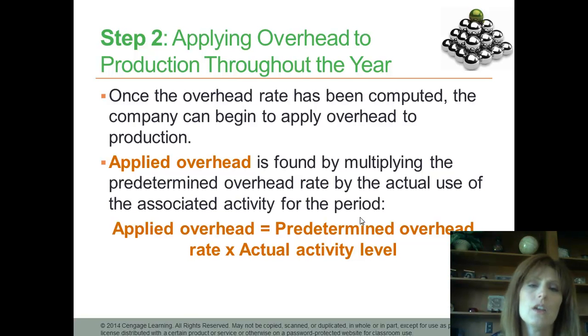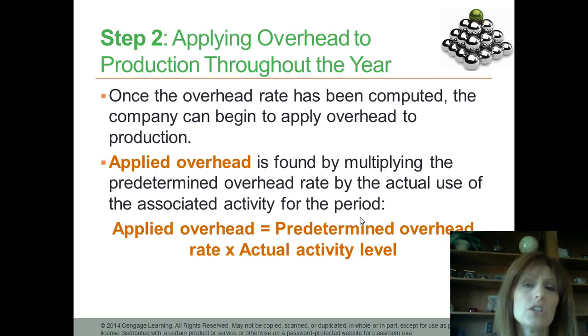Okay? When I have that number, so I've come up with my overhead rate, now I have to apply it throughout the year. So the application is pretty simple. I just take that predetermined overhead rate and I multiply it by my actual activity level. So if I did it by machine hours, then for this job, if I ran 100 hours, I'm going to take 100 hours times my predetermined overhead rate and charge that as overhead to the job.